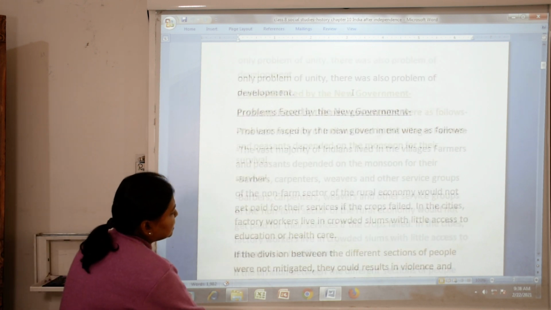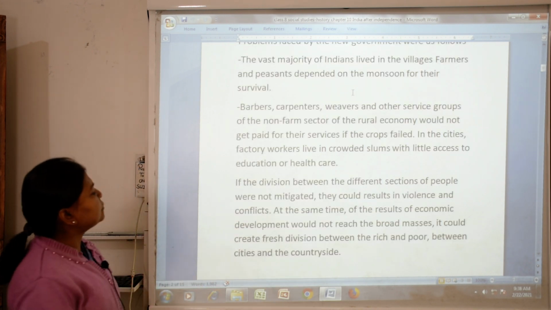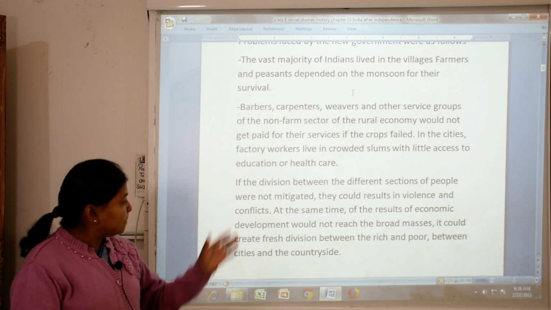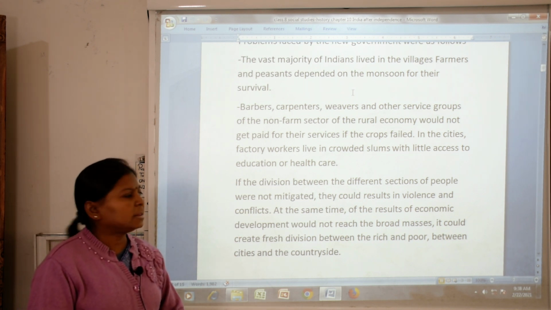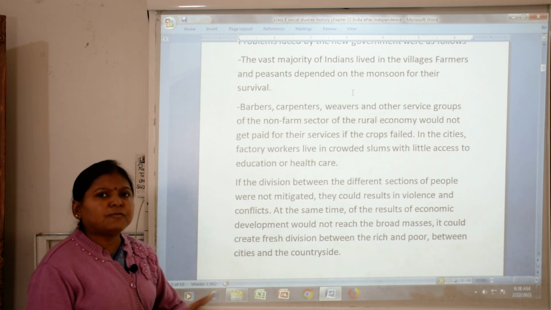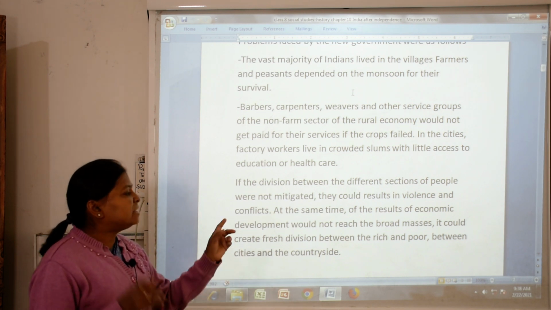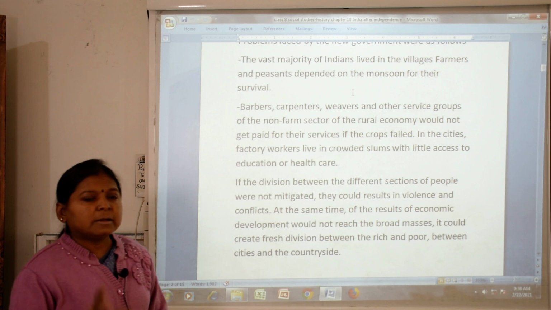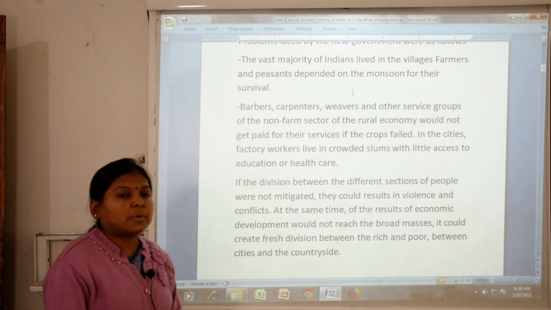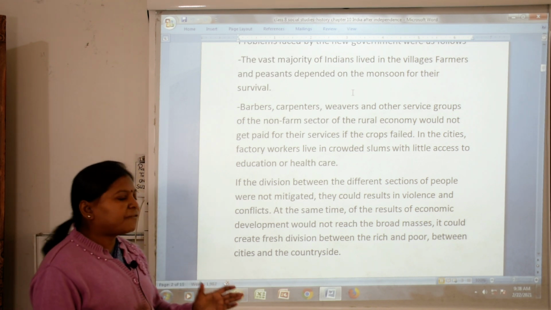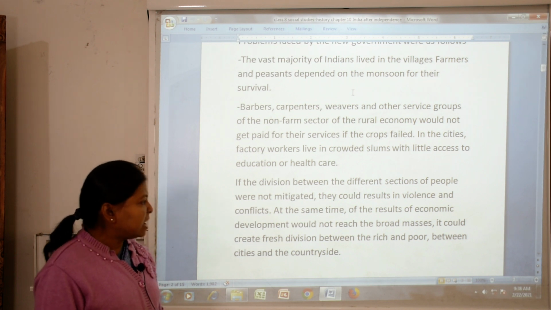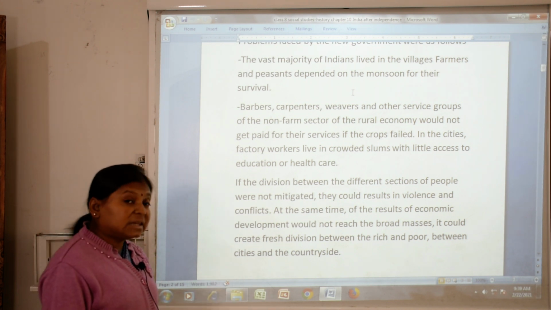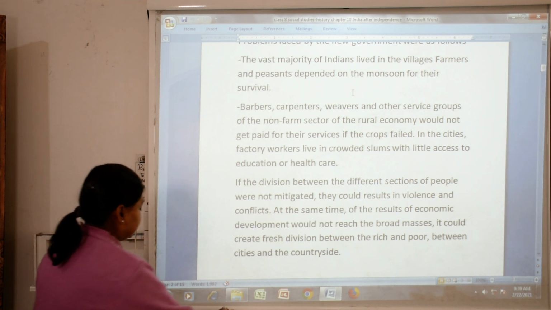If the divisions between the different sections of the people were not mitigated, what would happen? They could result in violence and conflicts every time. At the same time, the results of economic development would not reach the broad mass. So it could create a fresh division between the rich and poor, between the cities and the countryside.